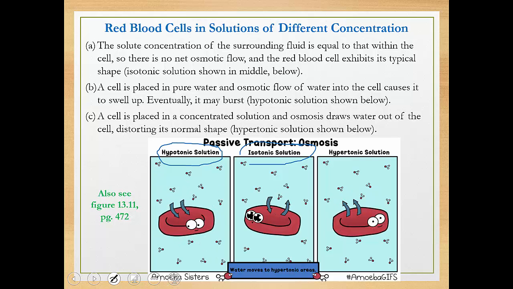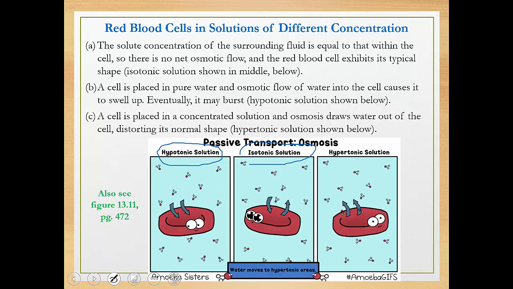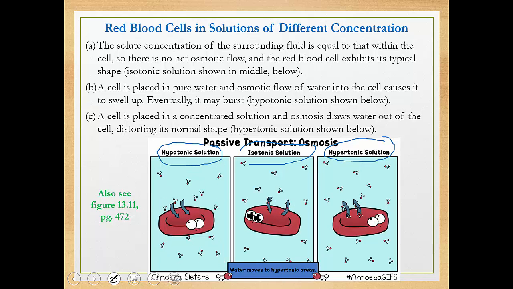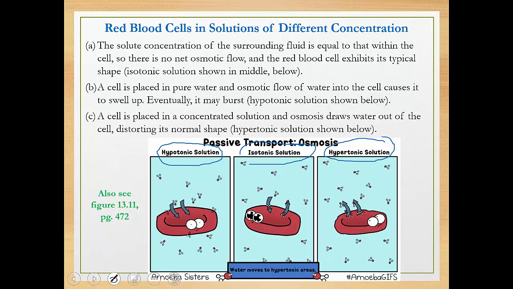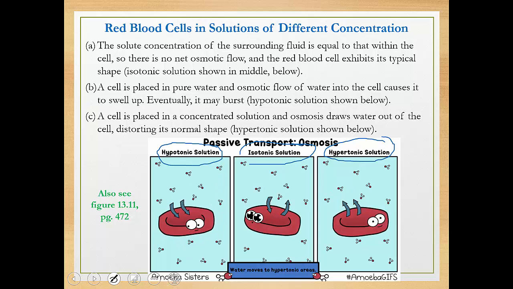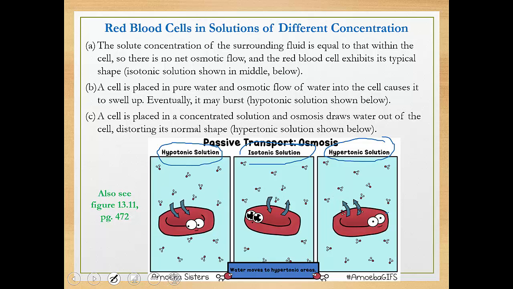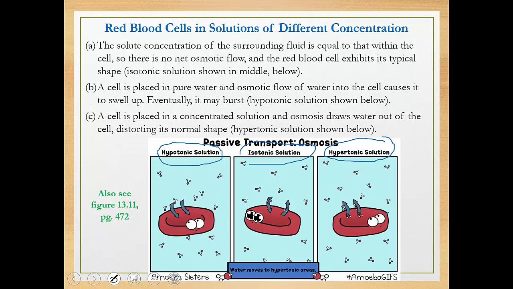The opposite: let's take the cell that's in the isotonic solution and put it into a salt solution, a solution that's high in solute, known as a hypertonic solution. Again, the higher concentration is on the outside, so it's going to start drawing water out of that cell and it starts to shrivel up. Again, not really happy. So these are examples of osmosis.